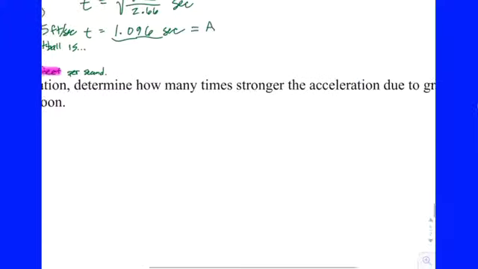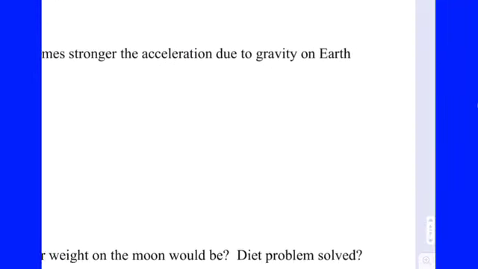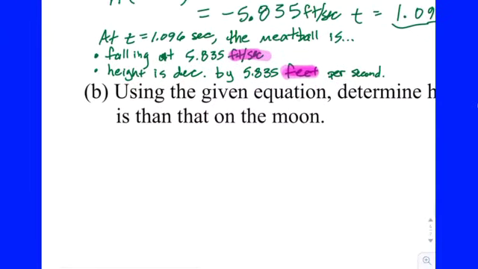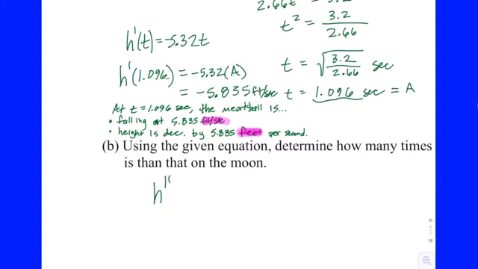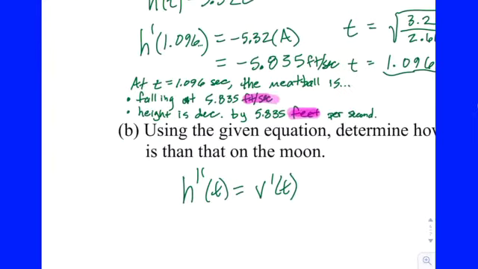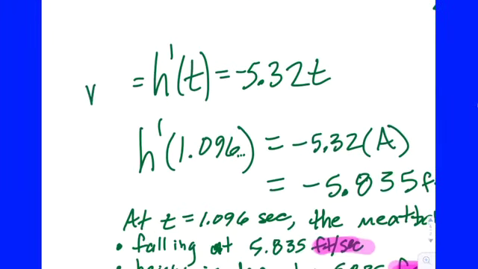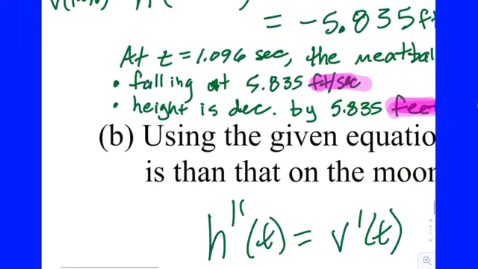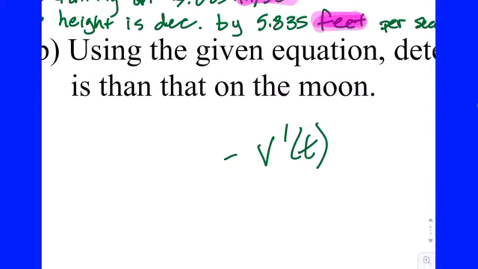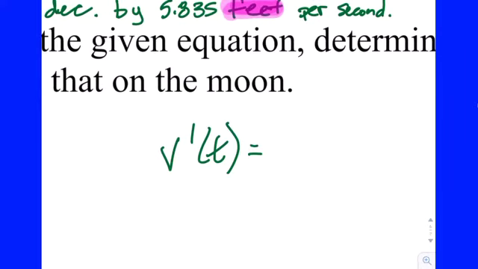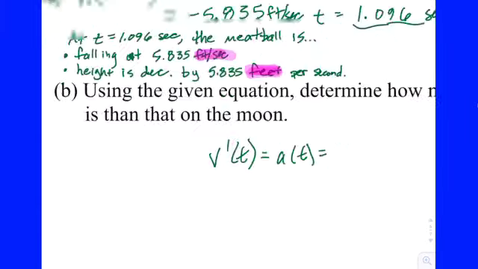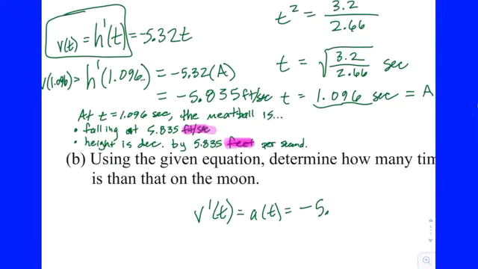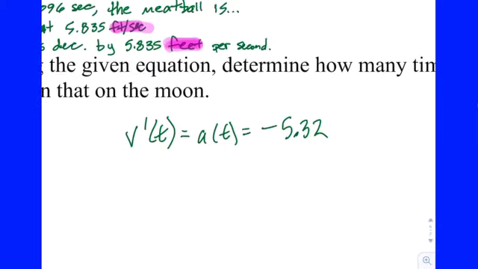Using the given equation above, determine how many times stronger the acceleration due to gravity is on Earth than the moon. How are we going to figure that out? H double prime. Good. The second derivative of position ends up being the first derivative of velocity. Now notice I never called H prime velocity. So if I'm using V down there, I might want to come up here and call that V of t, and then down here call that V of 1.096. So this right here would define the velocity function for you. Now you wouldn't have to say H double prime at all down here if you didn't want to. Since I defined V above, you could just say V prime of t, and I'll call it A of t. And if you take the derivative, you get negative 5.32. So that would be on the moon.